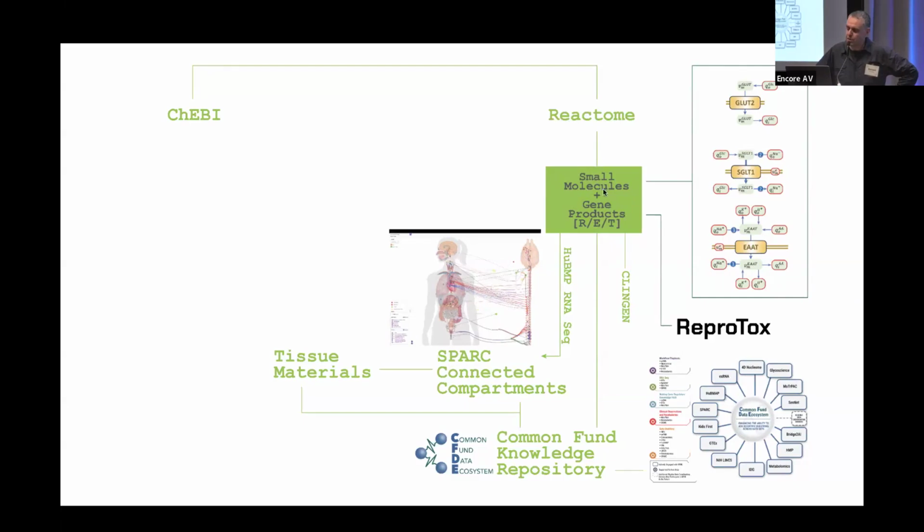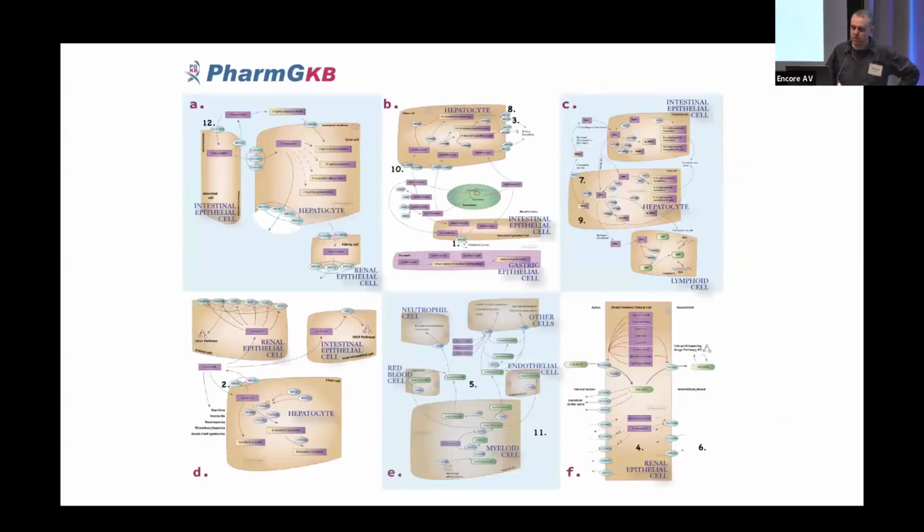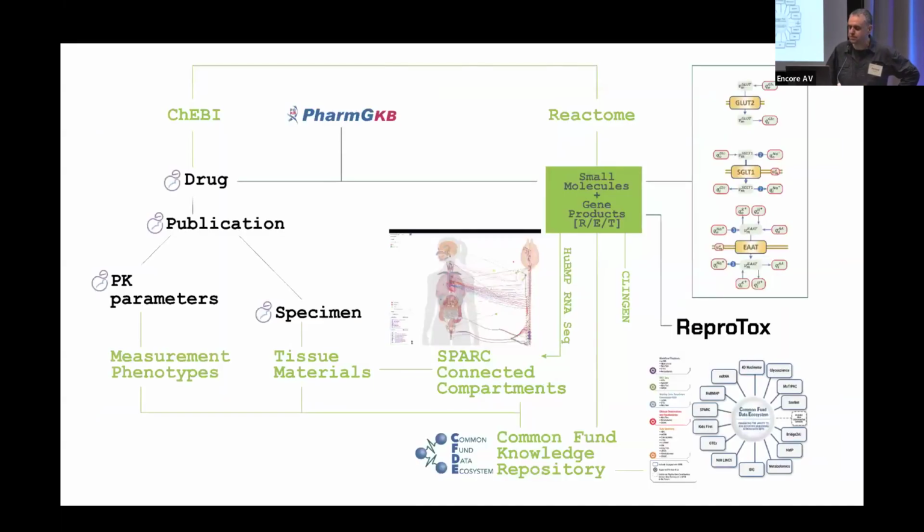And these components also link to the bond graph models that I have just described, as well as the reprotox resource. So looking at Reactome, of course, the representation of drug ADME is very minimal at this stage. So would one way to improve the relevance of the CFDE to the pharmacometric use case be, for instance, to include something like pharm-GKB that links small molecules to their transporters, to their receptors, and to their enzymes?